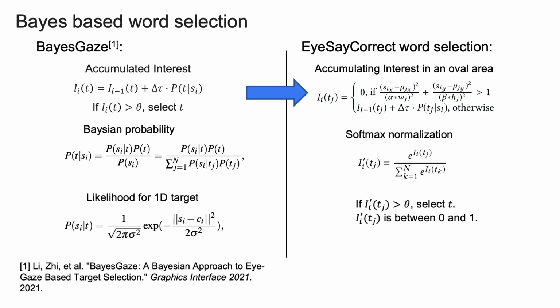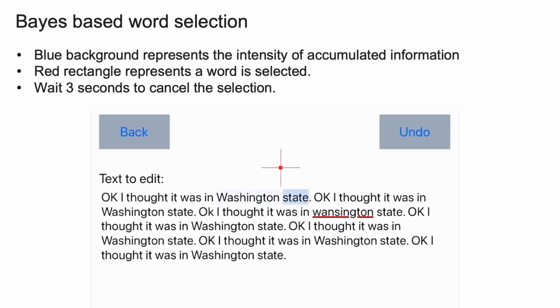The accumulated values were normalized to the range between 0 and 1 by the softmax function. The normalized value was used to visualize the accumulated values. The intensity of the blue background represents the normalized accumulated values. When the accumulated value is larger than a threshold, the target is selected. A red box will show around the word. If a user selected a wrong word, he just needs to wait for 3 seconds. The selection will be cancelled.